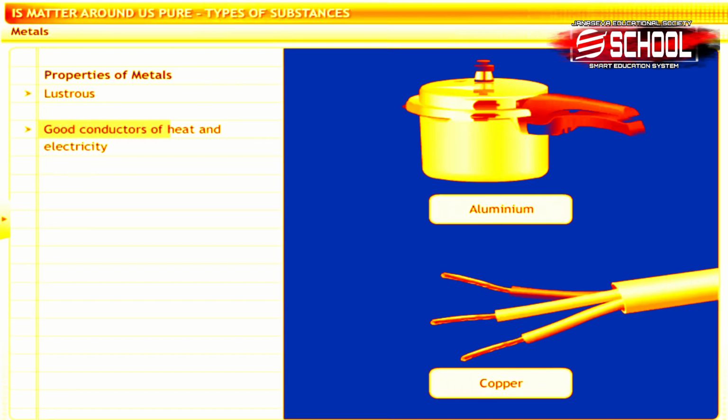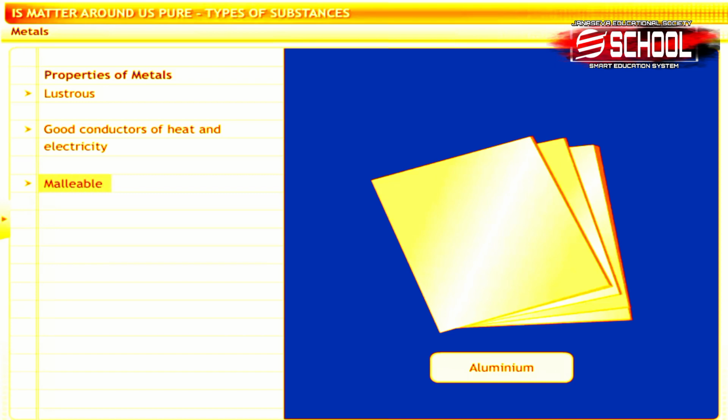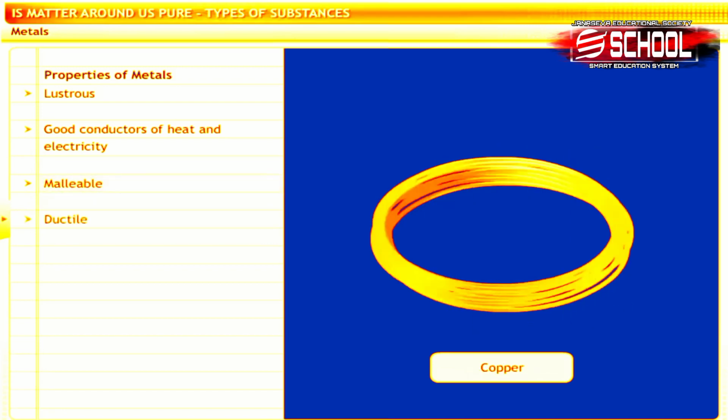Metals are good conductors of heat and electricity. As metals have free electrons in them, they are able to conduct heat and electricity. For example, copper. Metals are malleable, meaning they can be hammered into thin sheets. For example, aluminium. Metals are ductile, which means they can be drawn into wires. For example, copper.